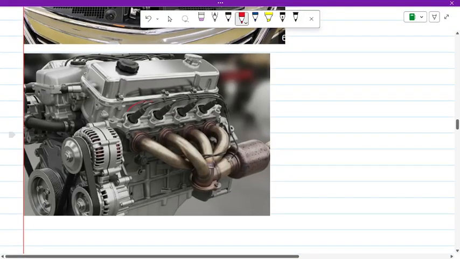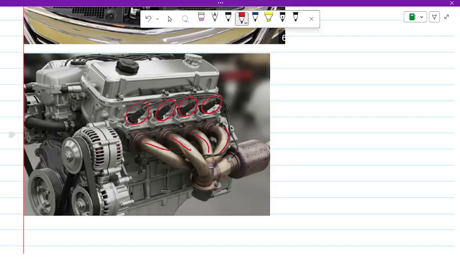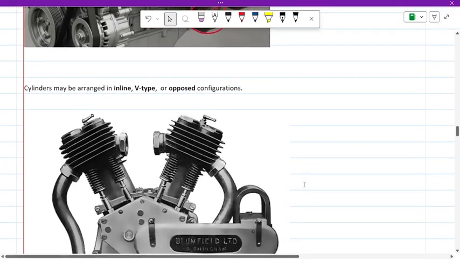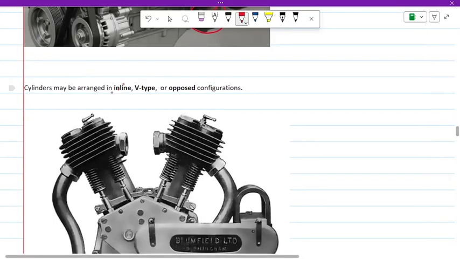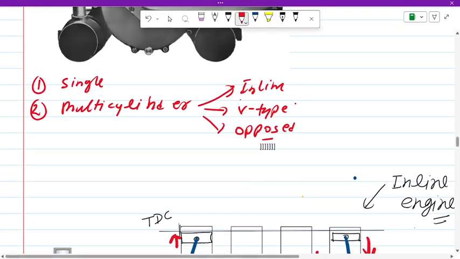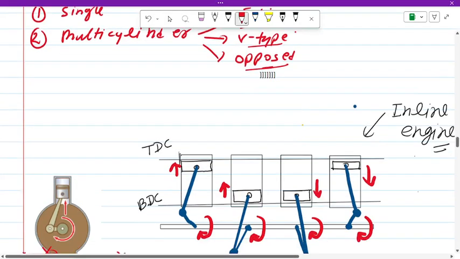From the spark plugs, you can understand how many cylinders are there. There are four cylinders. Or we can see from the exhaust pipes, these exhaust pipes also indicate that this is a four cylinder engine, but all these exhaust pipes combine into a single last pipe. Cylinders may be arranged in inline, V type, or opposed type. Like this is a V type: inline, V type, and opposed.